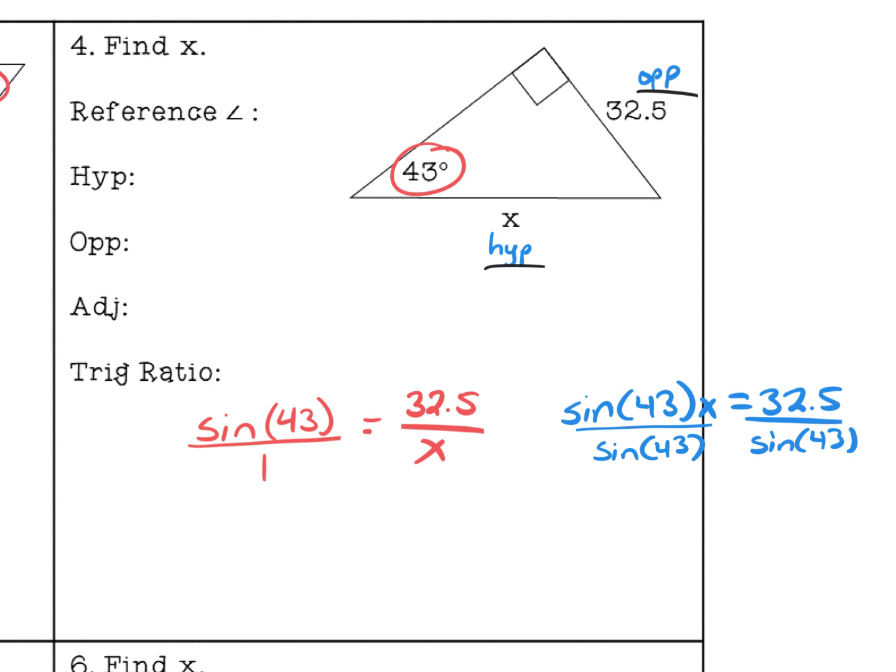if x is on the bottom, those two are just going to end up swapping places. So x and sine of 43 are just going to swap places. Do you agree that's how they end up? So just think, if x is on the bottom, they're just going to swap places. So type in your calculator 32.5 divided by sine of 43. Just to check yours, you should get 47.65.